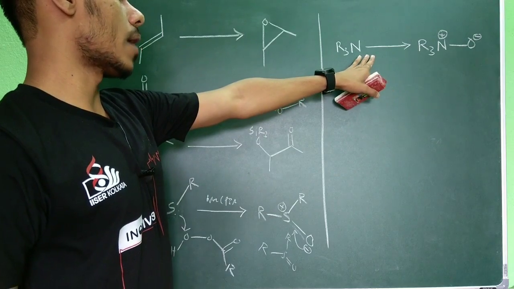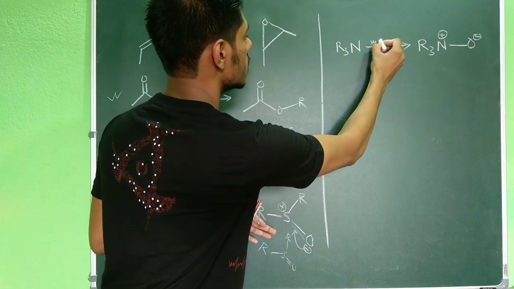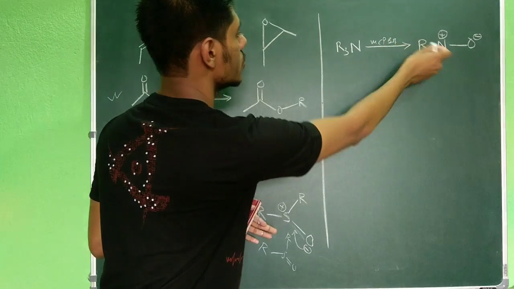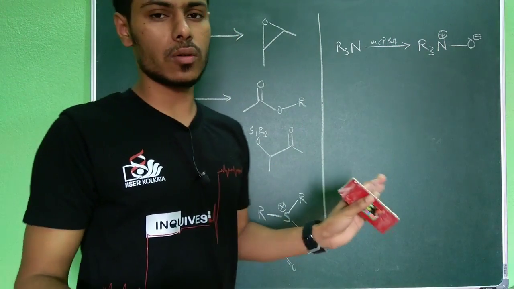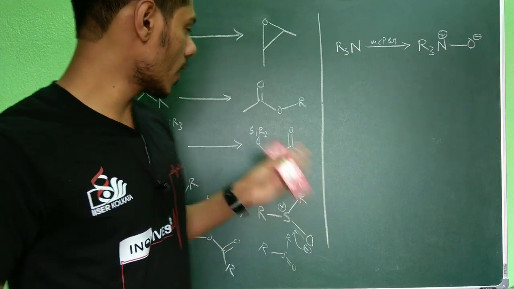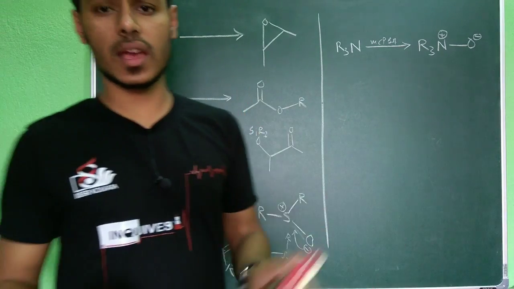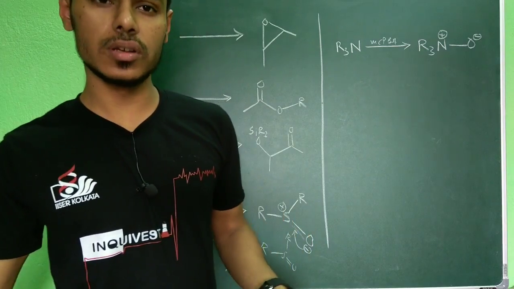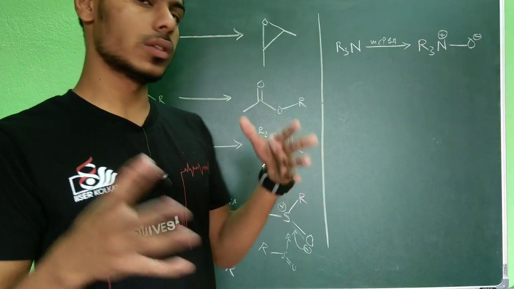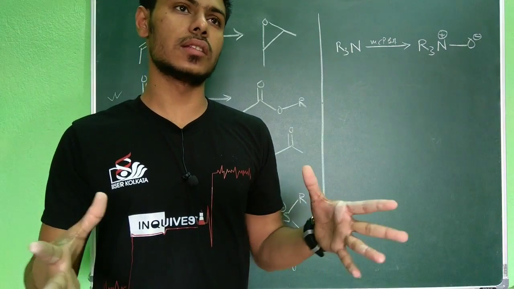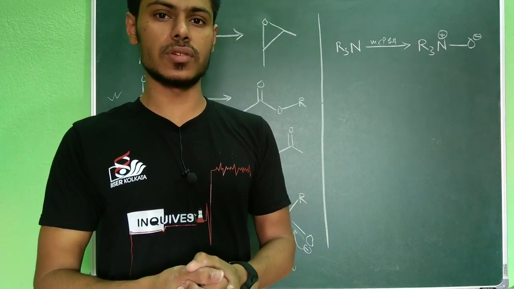Same reaction is with amines. So it is a tertiary amine, and when it is treated with mCPBA, it is oxidized to an amine oxide. Same reaction. More other oxidations are also there, but these are the 1, 2, 3, 4, 5 main reactions of metachloroperbenzoic acid which you must know, because from these reactions only the questions come in the exams, and these are also useful for your practical organic chemistry.